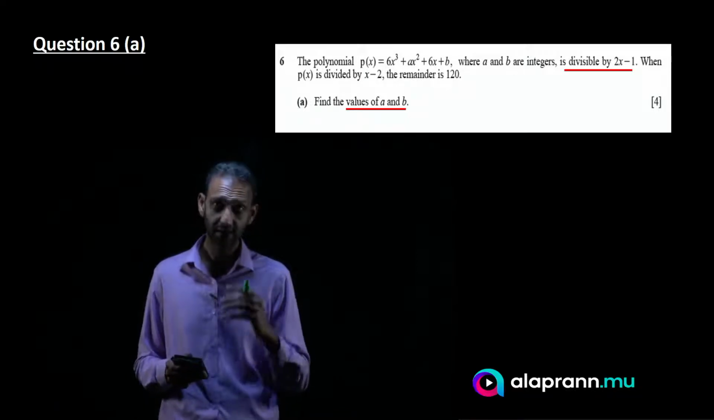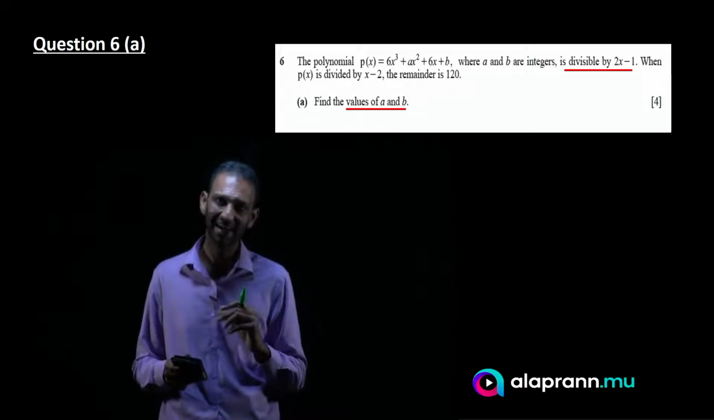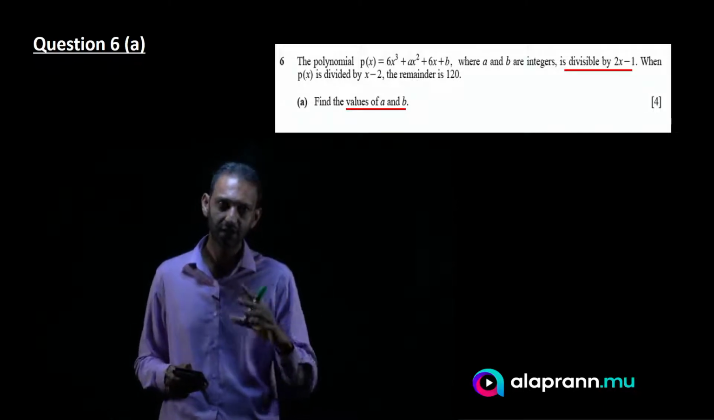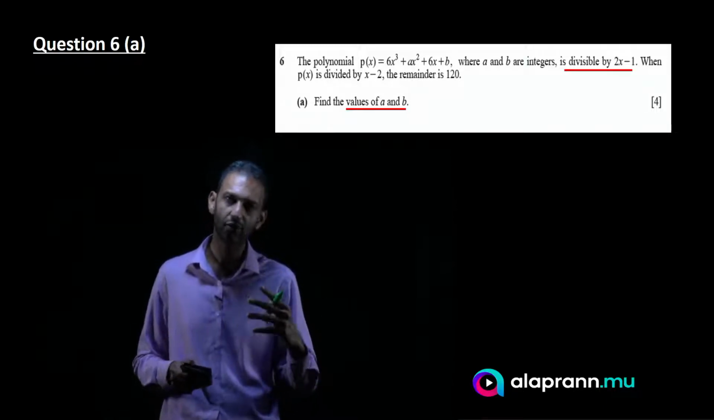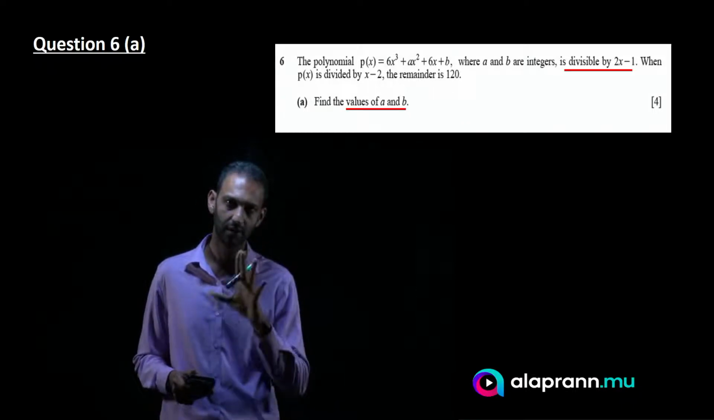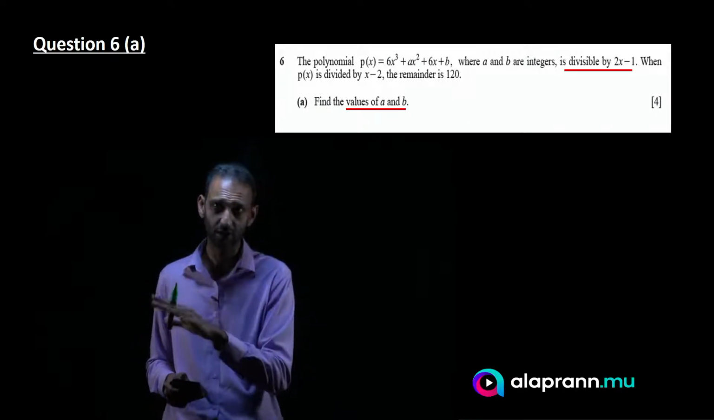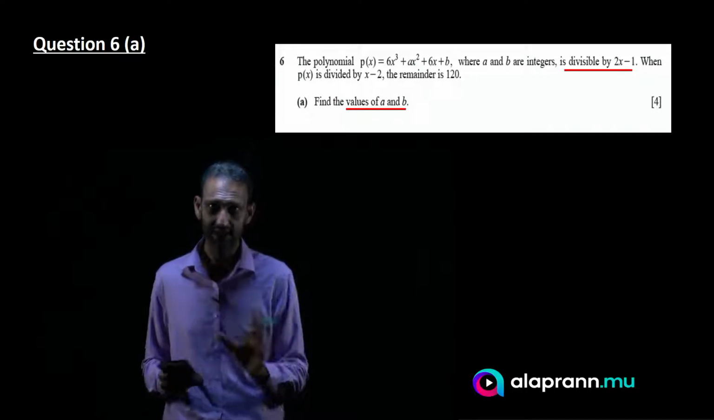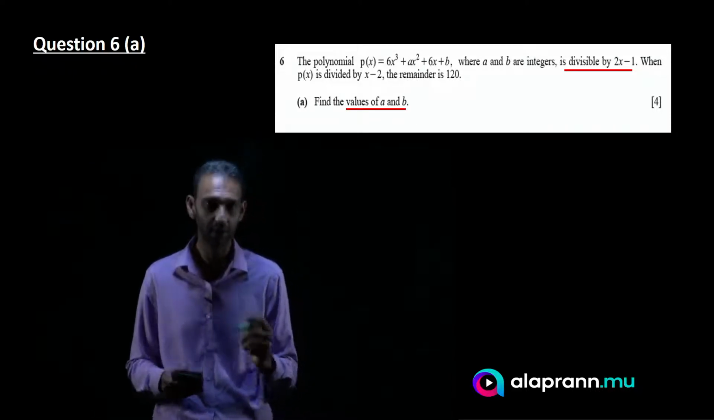When p(x), the same polynomial, is divided by x minus 2, you have a remainder of 120. Now, remainder theorem comes into play. So this question, as I said, is based on remainder and factor theorem. As simple as that, nothing complicated.